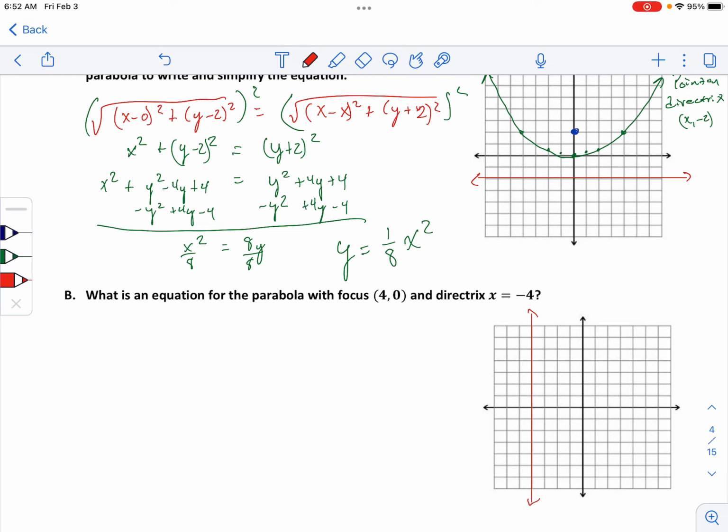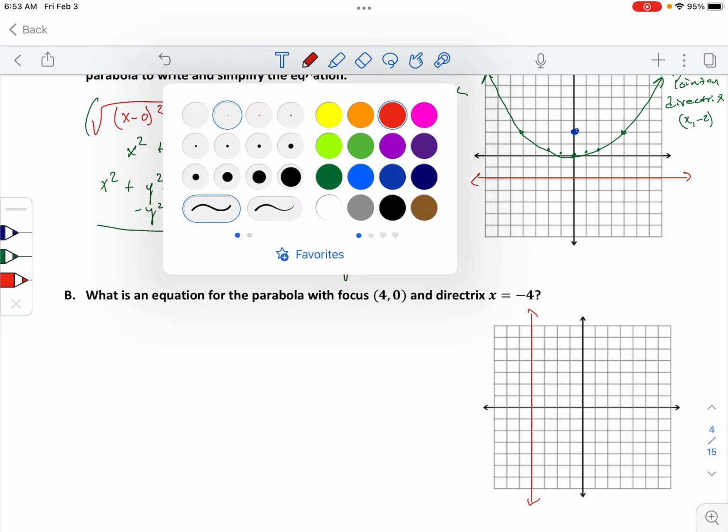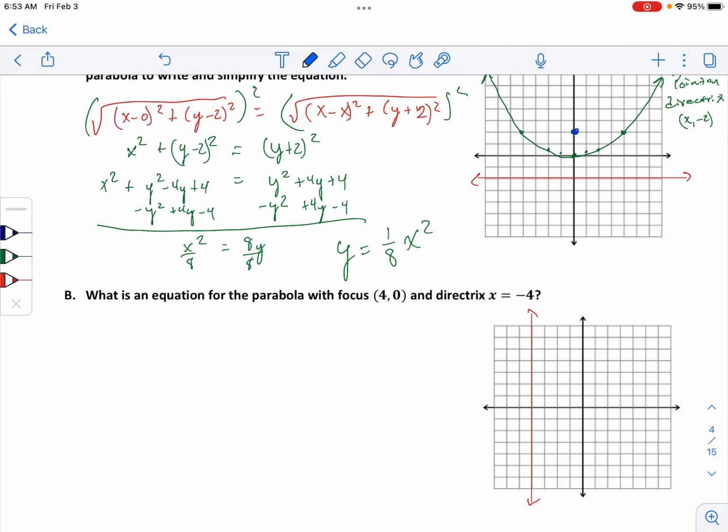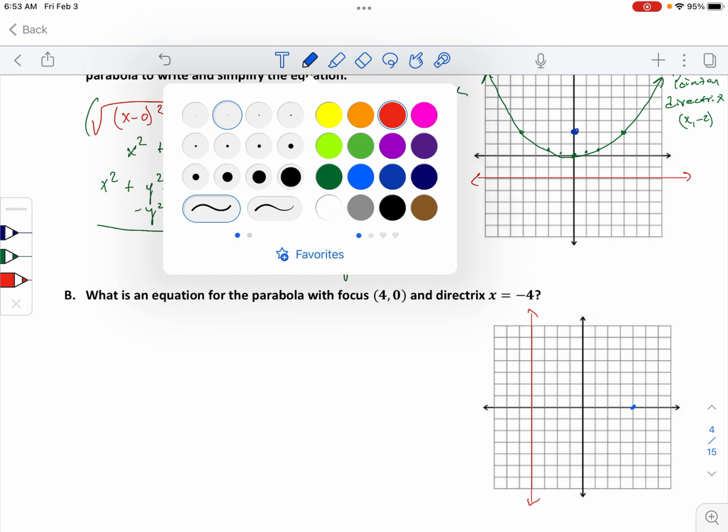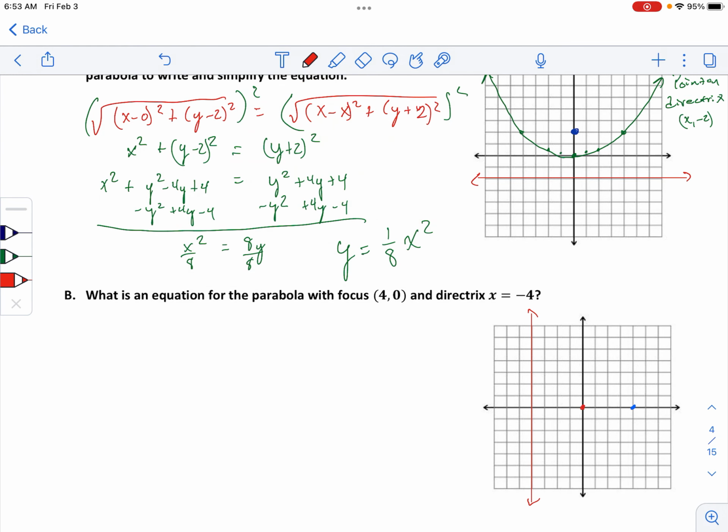Okay, that's our directrix. We drop a focus point at 4, 0. So we know this is still going to be centered around 0, 0, because that would make it 4 away. We know we have to be at 0, 0 because that would be halfway between those two, and those distances have to be the same.